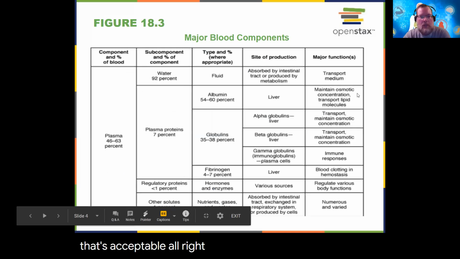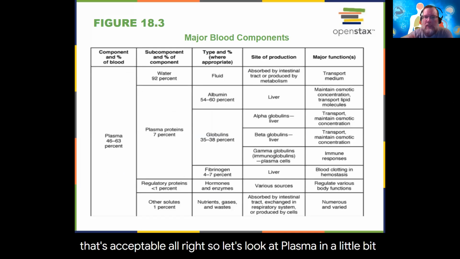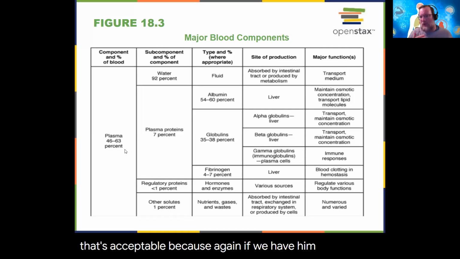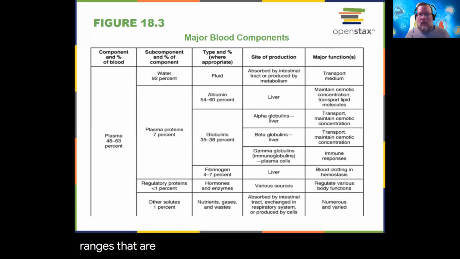All right, so let's look at plasma in a little bit more detail. So again, roughly 55% of your blood is plasma. So we do have a range again that's acceptable, because if we have hematocrit ranges that are acceptable, then the plasma ranges would shift concurrently with the red blood cell volume or the hematocrit.